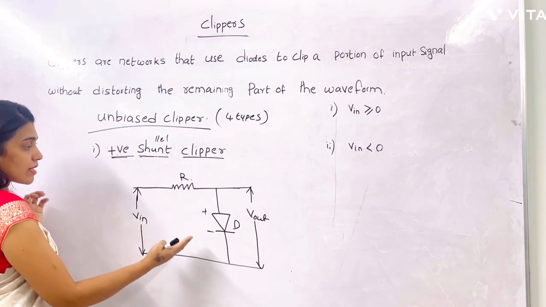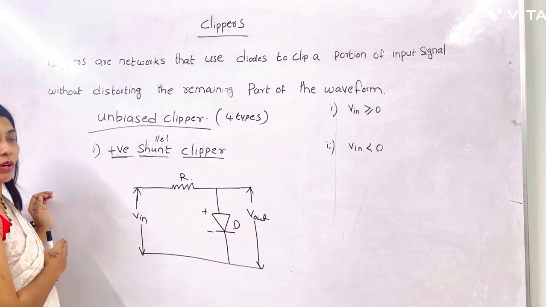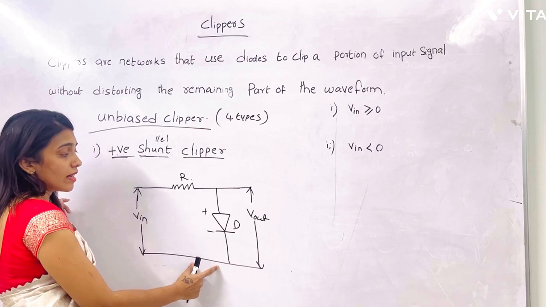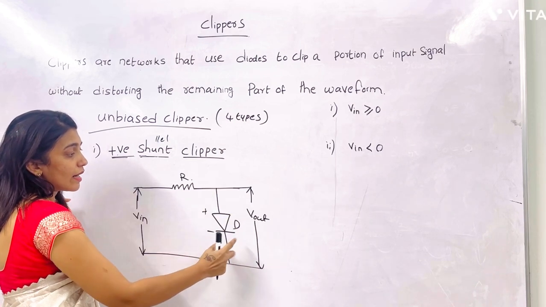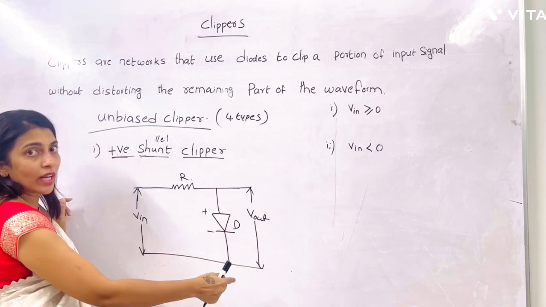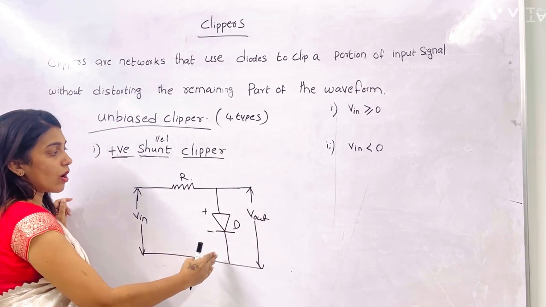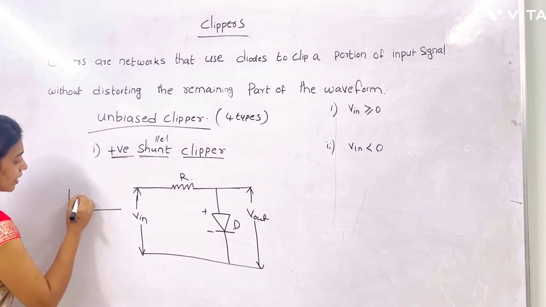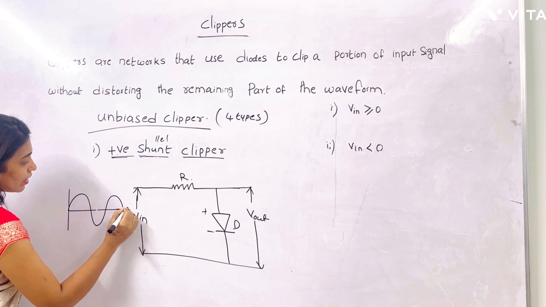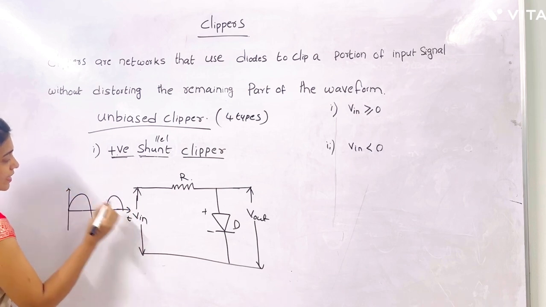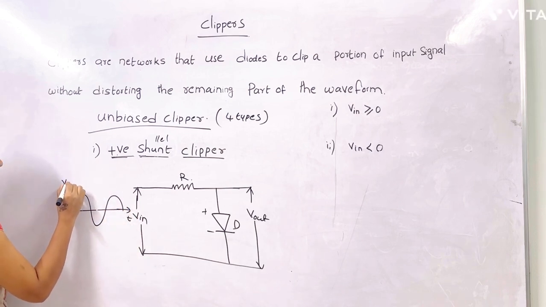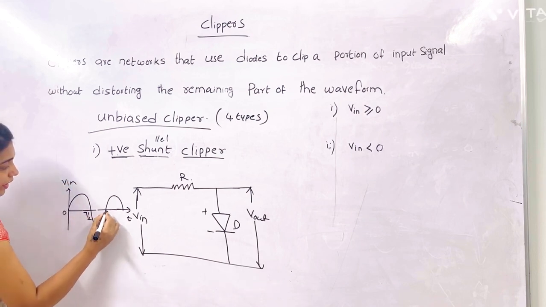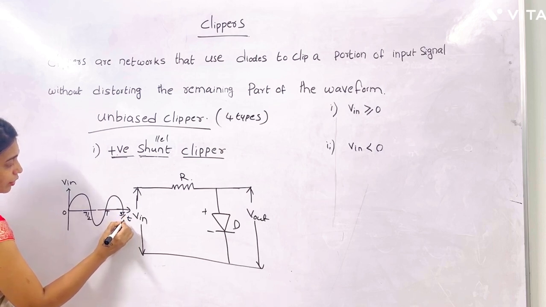So this is the circuit diagram. Why is it called a shunt clipper? Because the diode is connected in parallel with the load. That is why this type of circuit is called a shunt clipper. Here we are going to give the input signal. On the x-axis is time, on the y-axis is the input voltage, with marks at 0, T/2, T, 3T/2.